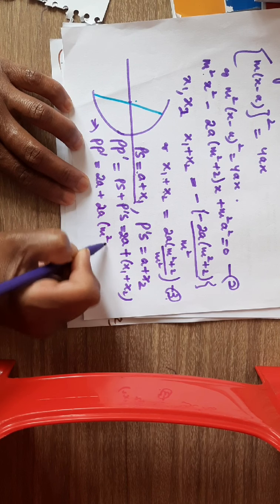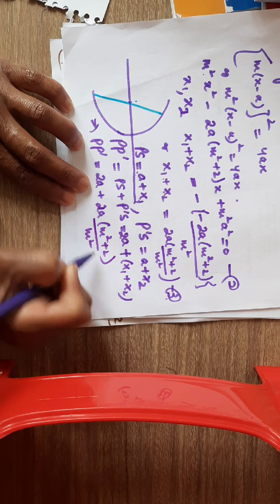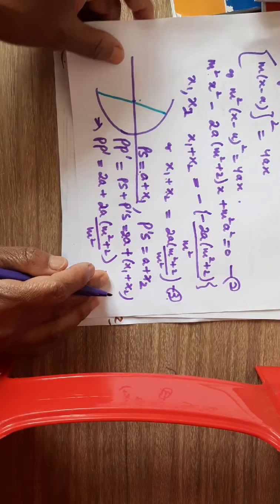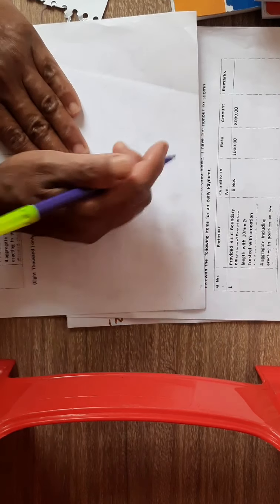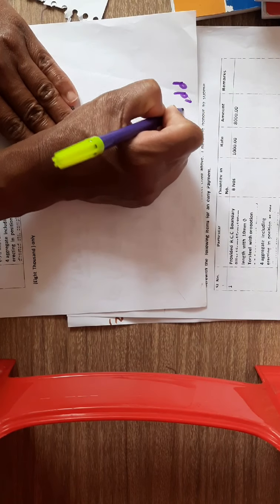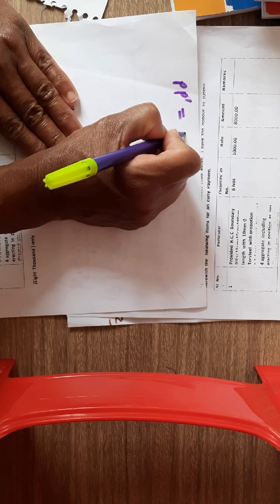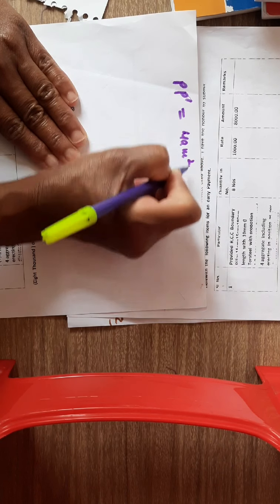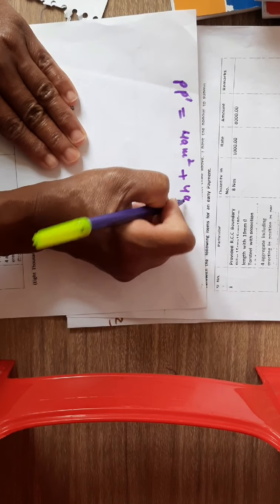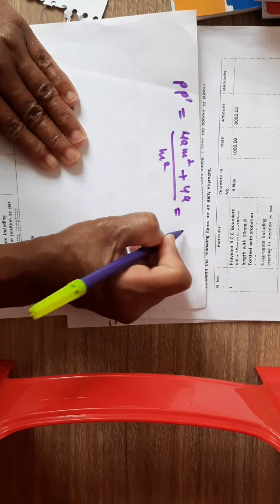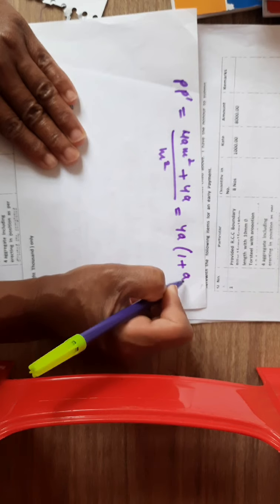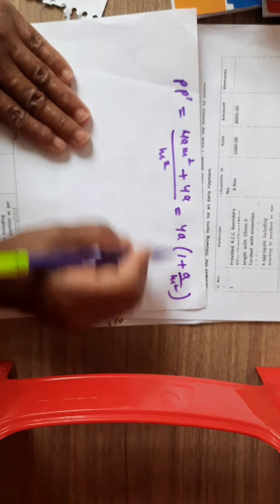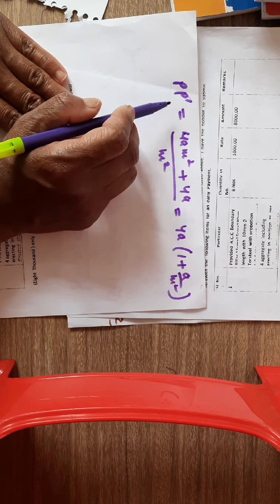So you'll get 2a plus 2a into m square plus 2 divided by m square. On simplifying this, taking the LCM, you'll get PP' equal to 4a m square plus 4a divided by m square, which is equal to 4a times 1 plus a by m square. Okay, so this is the value of PP'.